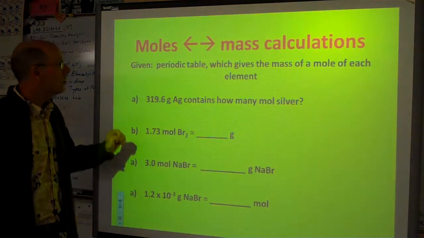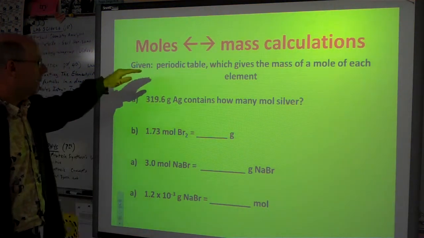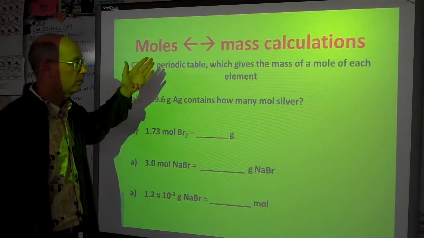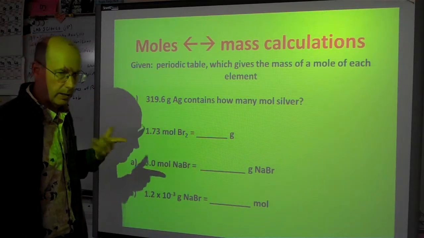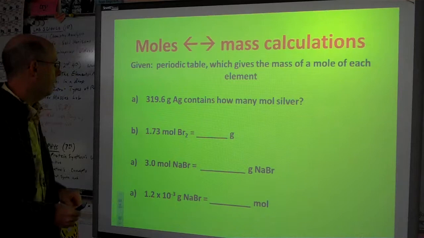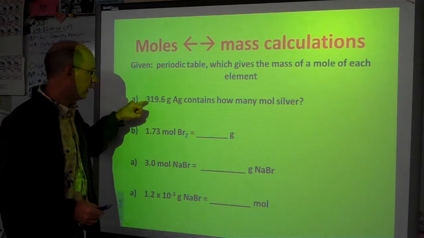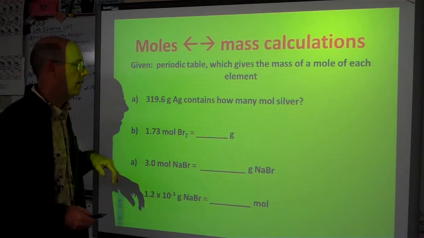All right, so first we'll start off with just moles to mass. You have to have your periodic table with you, or be able to see one right now, and you need a calculator, and then we'll figure this out. A typical problem might say something like this. You have 319.6 grams of silver. How many moles is that?